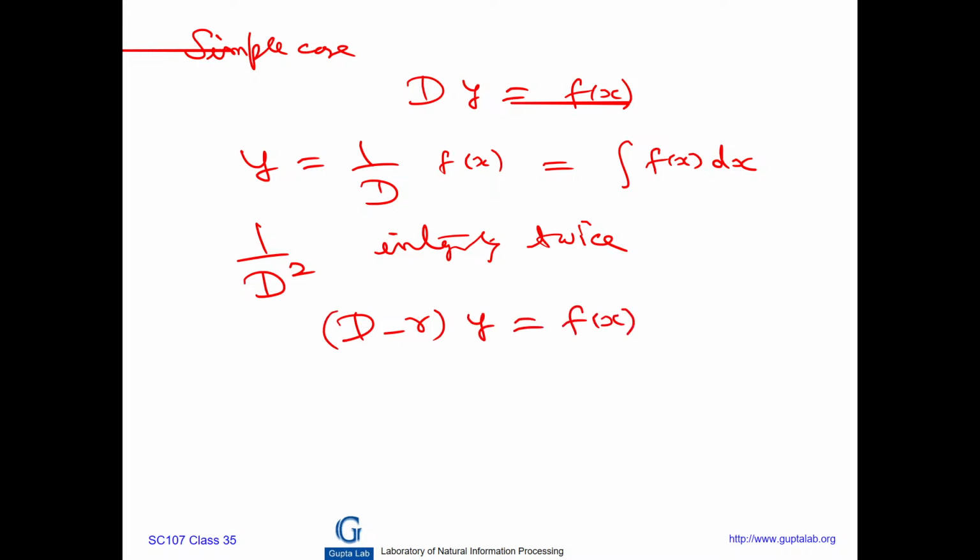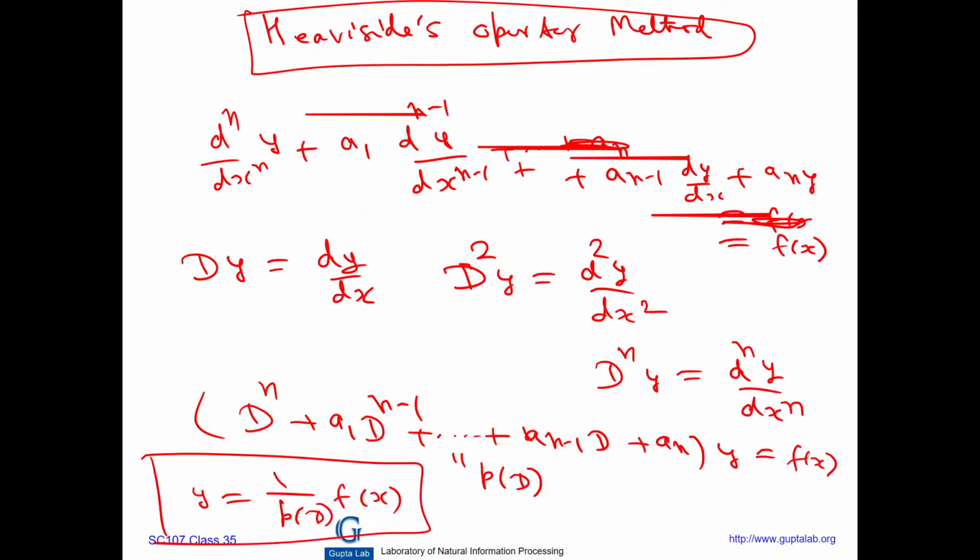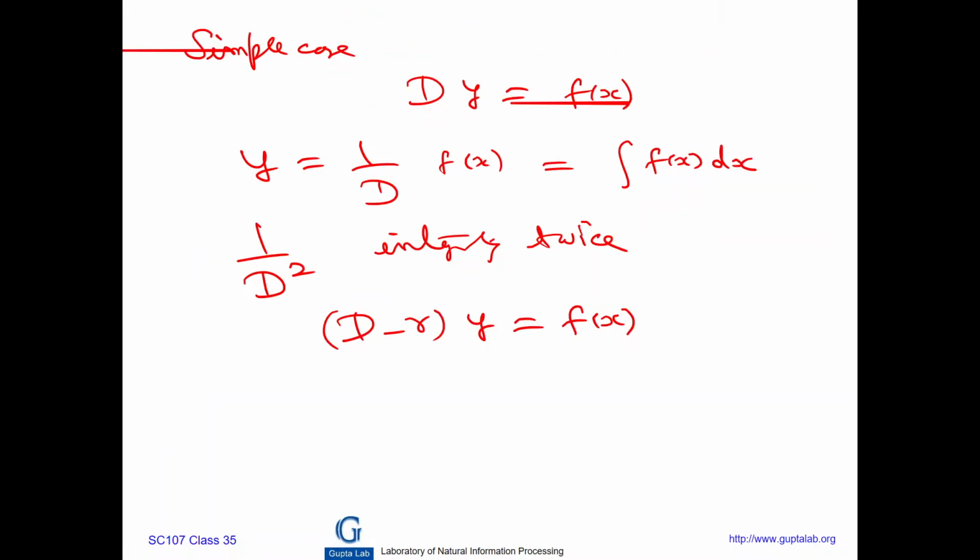Because when we look at P of d, this is a polynomial, right? And if it has n roots, the roots will be say d minus r1 times d minus r2 and so on. So a typical root will be d minus r. So I am going to look at that quantity. What happens to this (d minus r) times y equal to f of x? This implies that y is equal to 1 over d minus r times f of x.